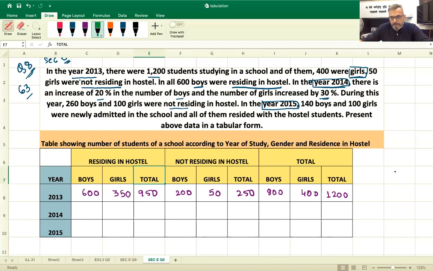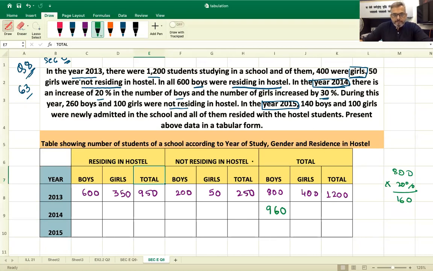So ध्यान दो, पहले 800 boys थे 13 में, उसका 20% increase हो गया, तो 800 का 20% is 160. तो अब number of boys कितने हो गए? 960. 800 का 20% increase is 960.